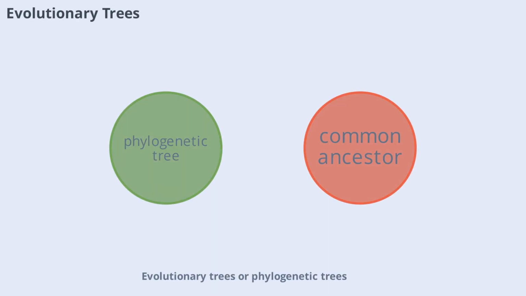Evolutionary trees, or phylogenetic trees, are diagrams that show how species are related through evolution. By analyzing physical traits and genetic data, scientists can build these trees to trace the history of life. Each branch represents a common ancestor, and the tree as a whole illustrates the connections between all living things.